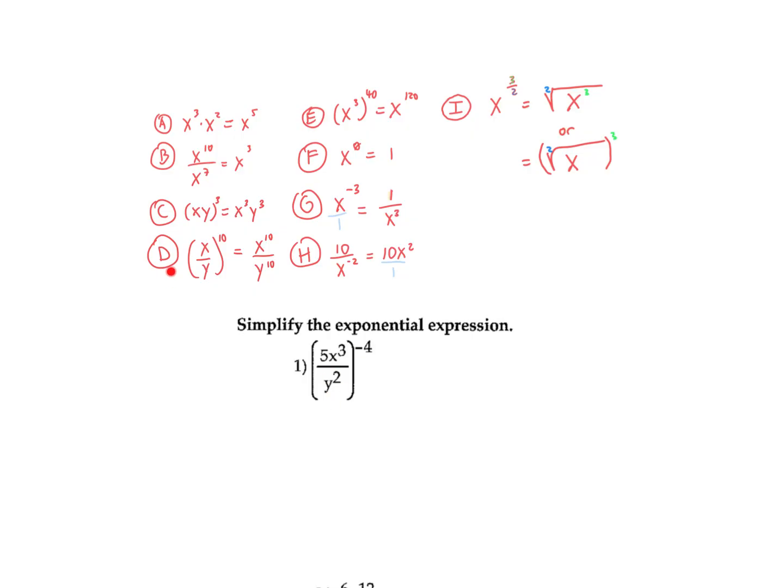That reminds me of rule letter D. What does rule letter D tell us to do? Rule letter D tells us to apply the exponent to the entire top and the entire bottom. So that's what we're going to do.